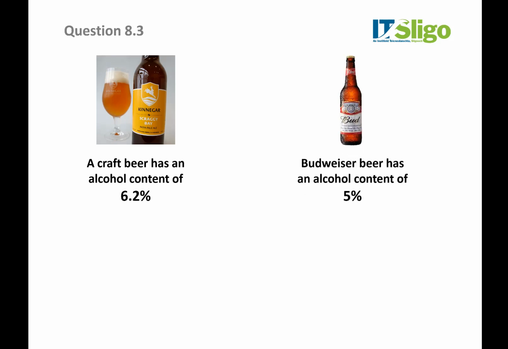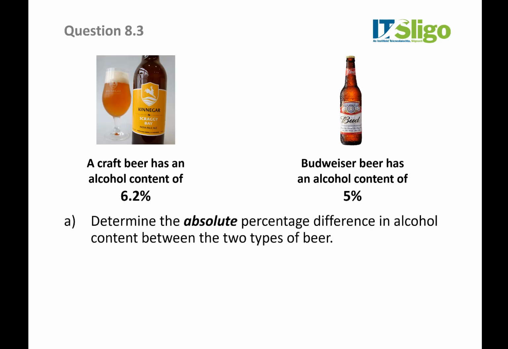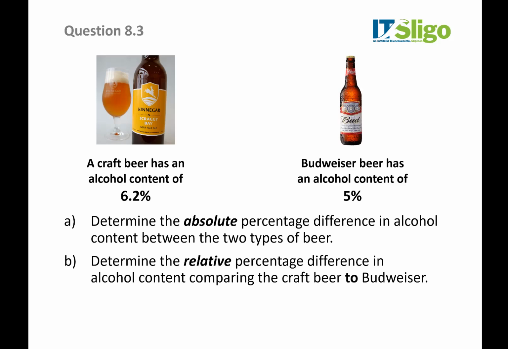So here, guys, we're looking at two different types of beer. Craft beer has an alcohol content of 6.2% and Budweiser has an alcohol content of 5%. So again, determine the absolute percentage difference and then determine the relative percentage difference when comparing craft beer to Budweiser. And your answer, guys, will probably be surprising. What looks quite small, again, because we're coming off a low base, we're comparing to a low value, the 1.2 difference is going to have a big impact.